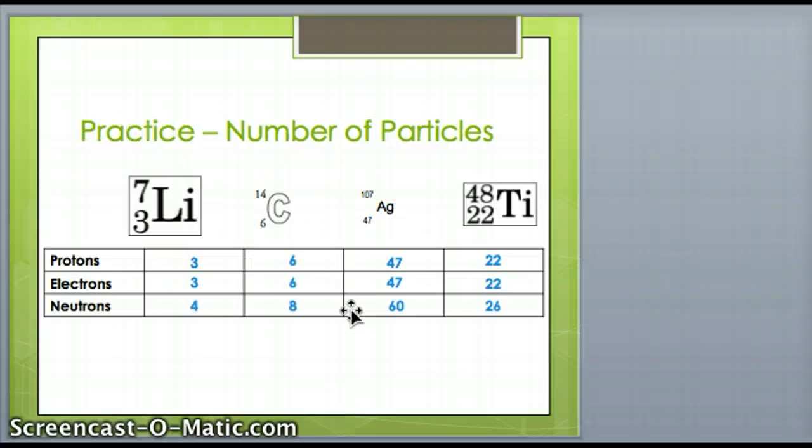All right. I don't know if you guys can see this blue. In any case, draw this chart and fill in protons, electrons, and neutrons for lithium, carbon, silver, and titanium. Top, you do protons, then you do electrons, and then you do neutrons. This should take you a little while. Pause the video, fill in the chart.